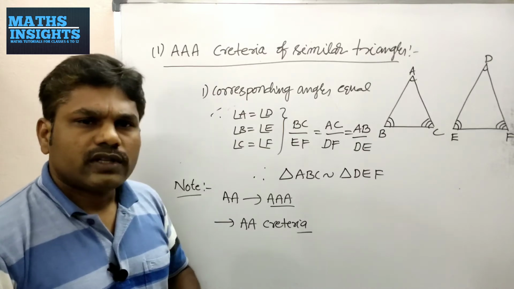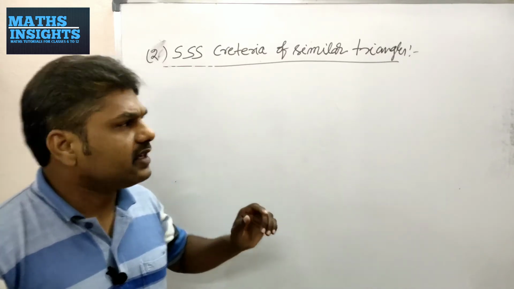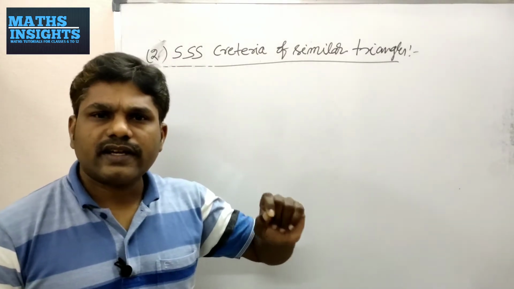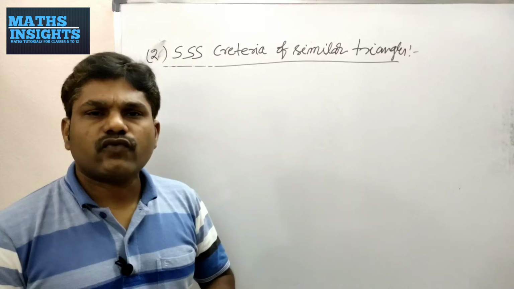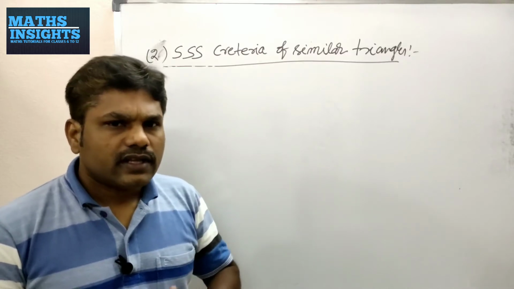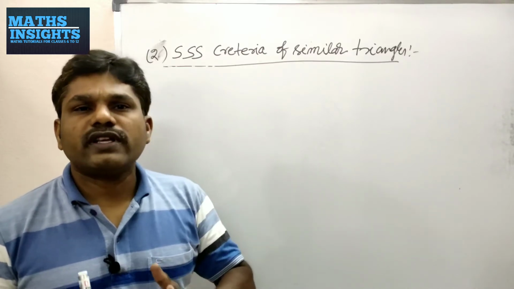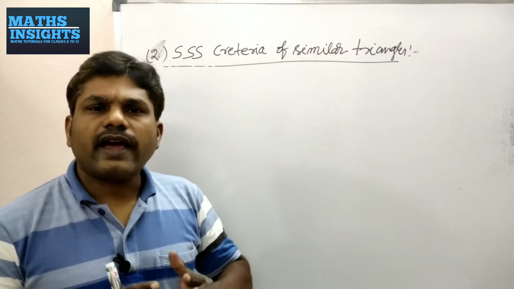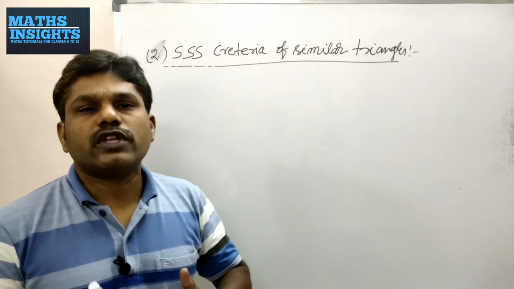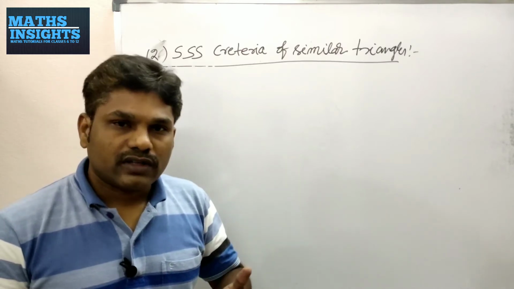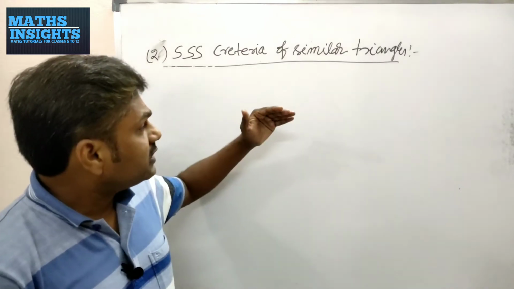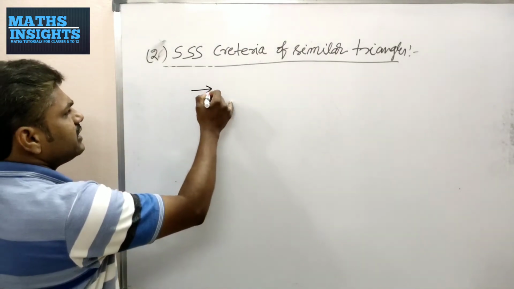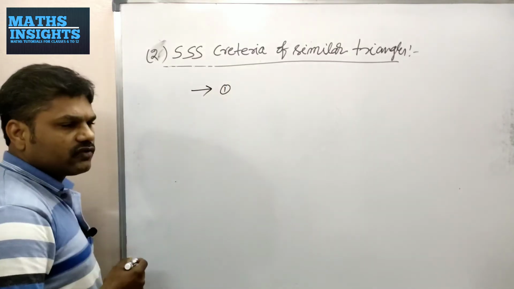Now we will go to the second one. The second criteria is SSS. This stands for side, side, side. In this case, what they are giving is that the ratio of corresponding sides is equal. Then the angles opposite to them are equal, and then we will say that two triangles are similar. They are not giving angles. That is the first condition they are giving.